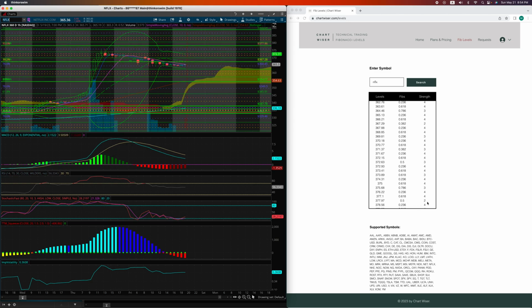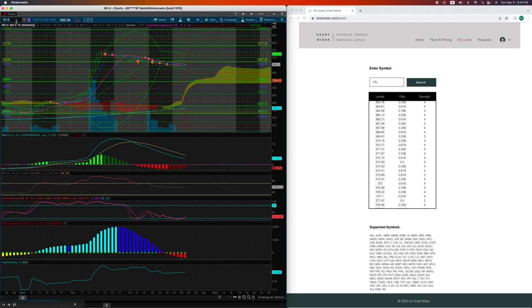That's why we have the smaller levels, because not always do all the levels get close to it, especially on a big run up. So we have the lower levels, so you can see them and use them to your advantage.